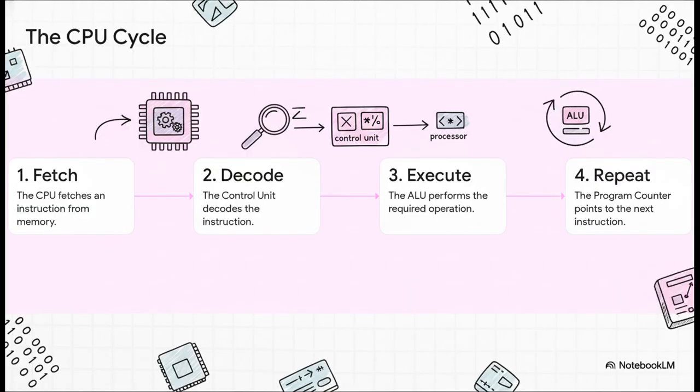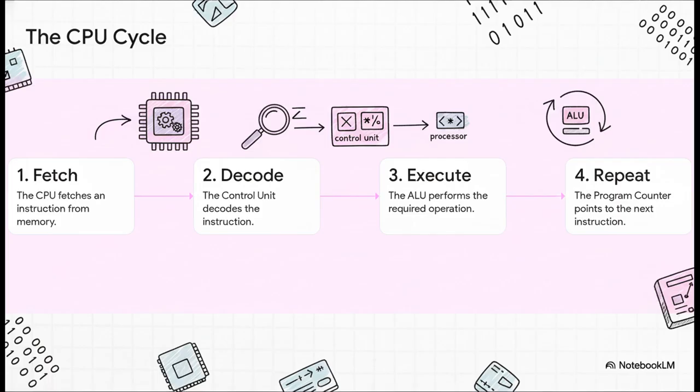So how does this all come together? It's through a constant, looping process, kind of like the computer's heartbeat. It's called the fetch, decode, execute cycle. First, the CPU fetches the next instruction from memory. Then, the control unit decodes it to figure out what to do.